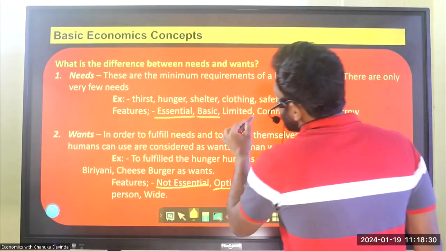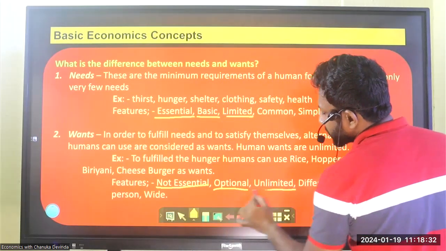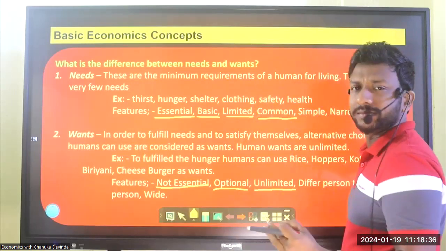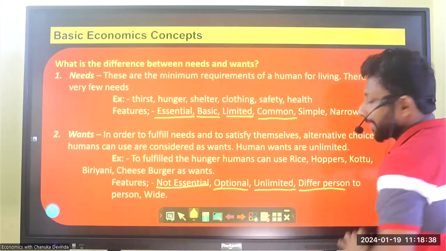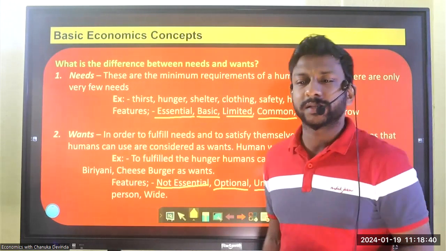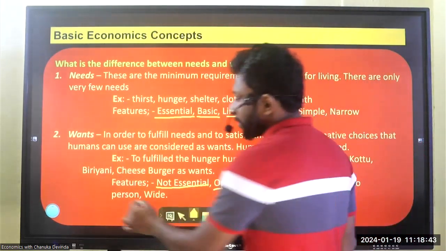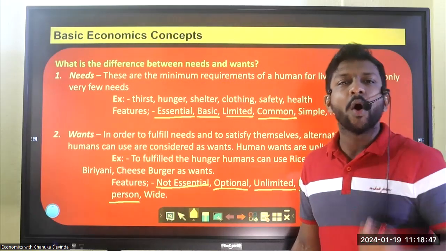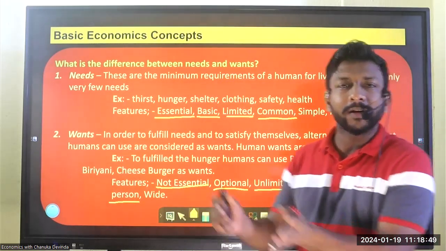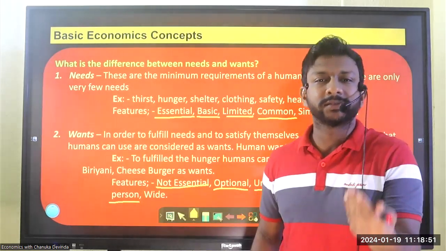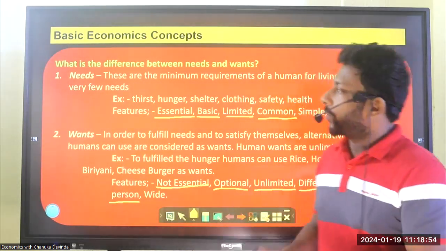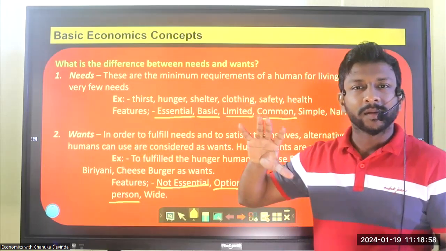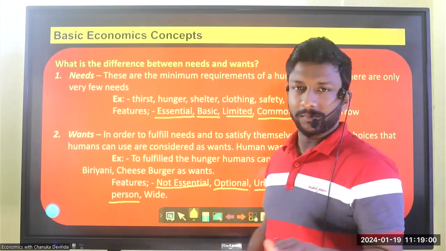And when it comes to needs, they are limited, but wants are unlimited. Needs are common for everyone, but wants can differ from person to person, right? Because if I don't like to eat string hoppers, someone else may like to eat string hoppers. So hunger is common for everyone, but wants are not common for everyone.